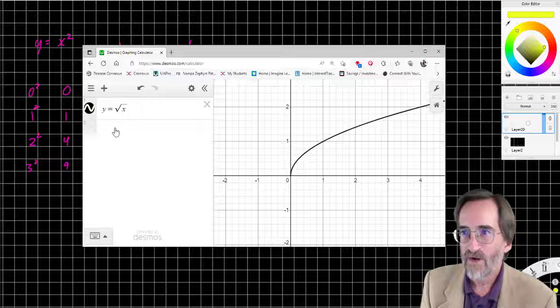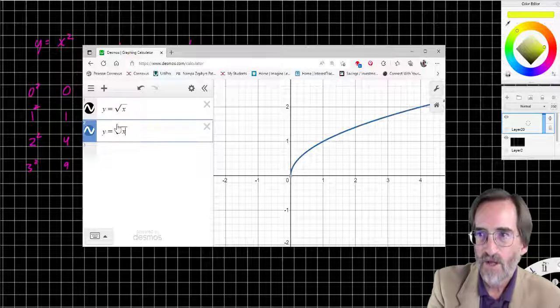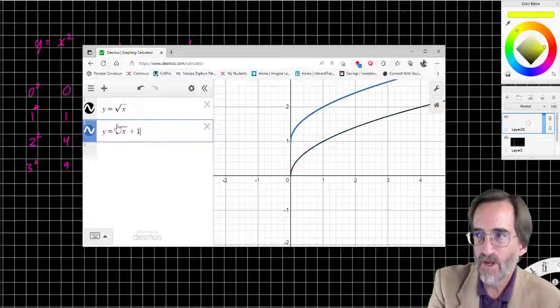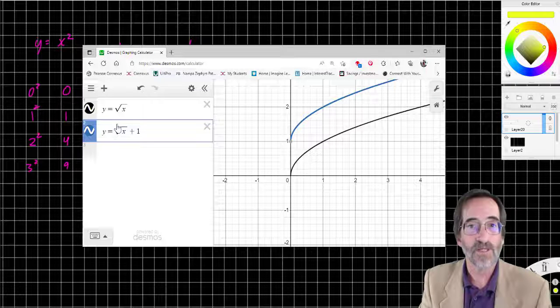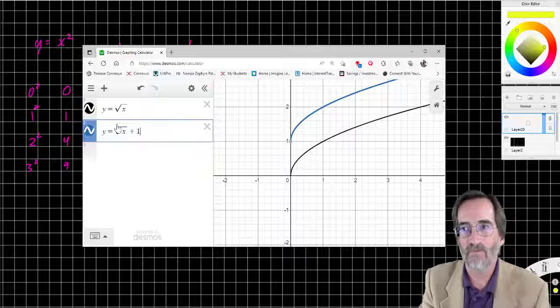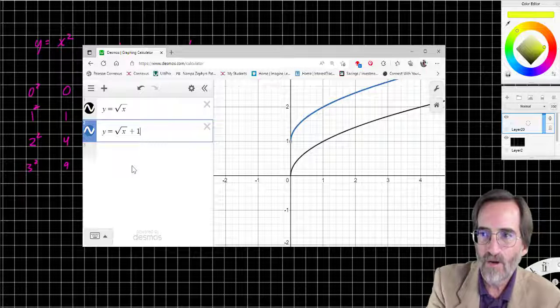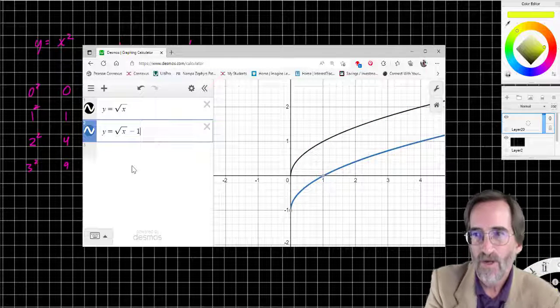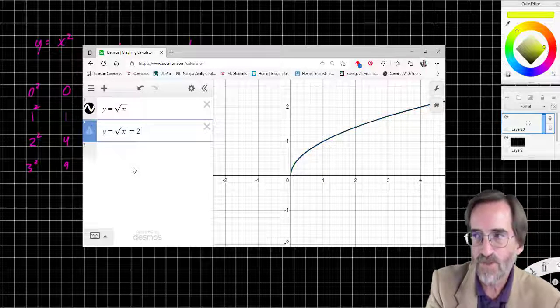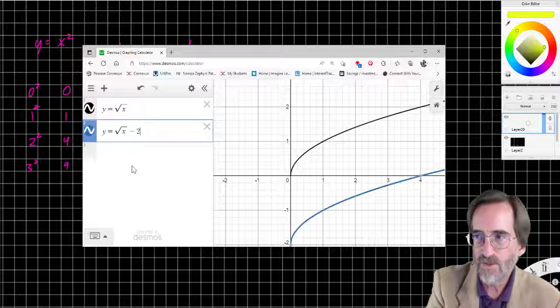If I regraph y equals square root x, but I put a plus 1 on the outside, we take the whole thing and shift it up. That's called a translation up. We slide the whole thing up. Everything is 1 higher. Also we can subtract 1, so it goes 1 lower. I add 2, it goes 2 higher. Minus 2 goes 2 lower.